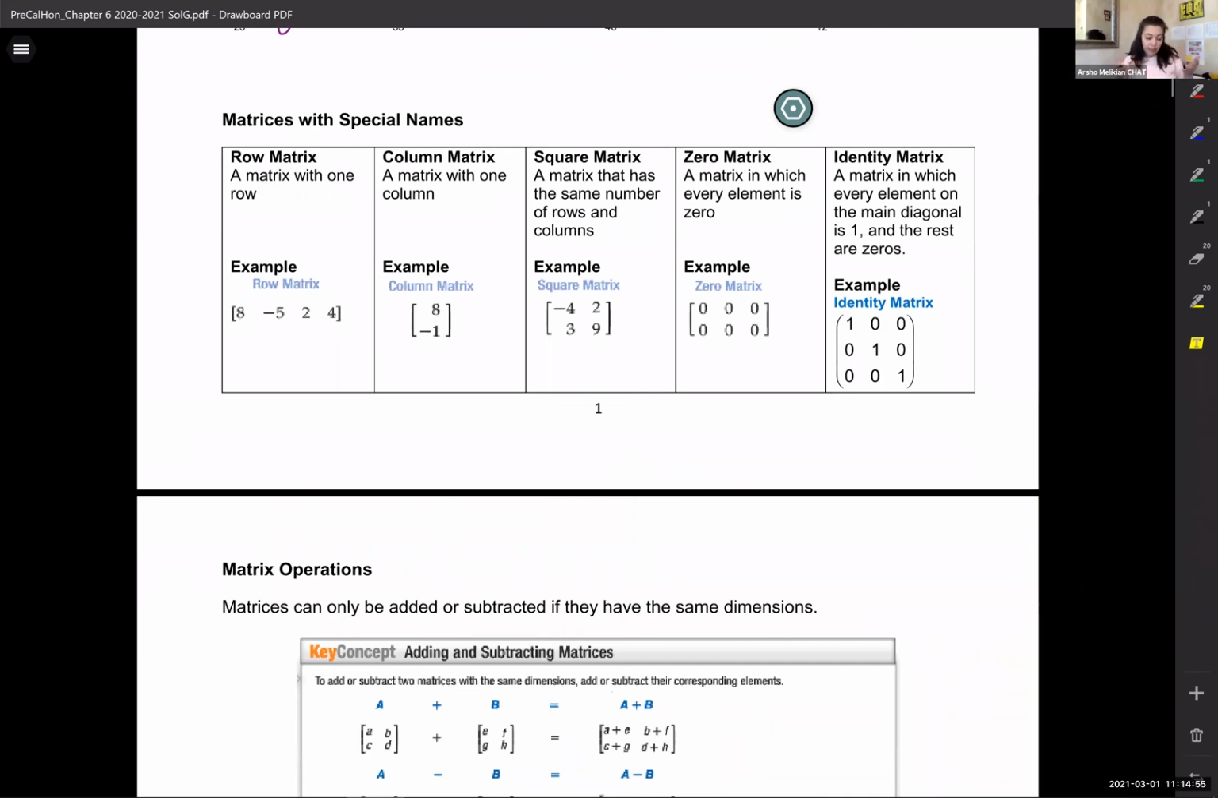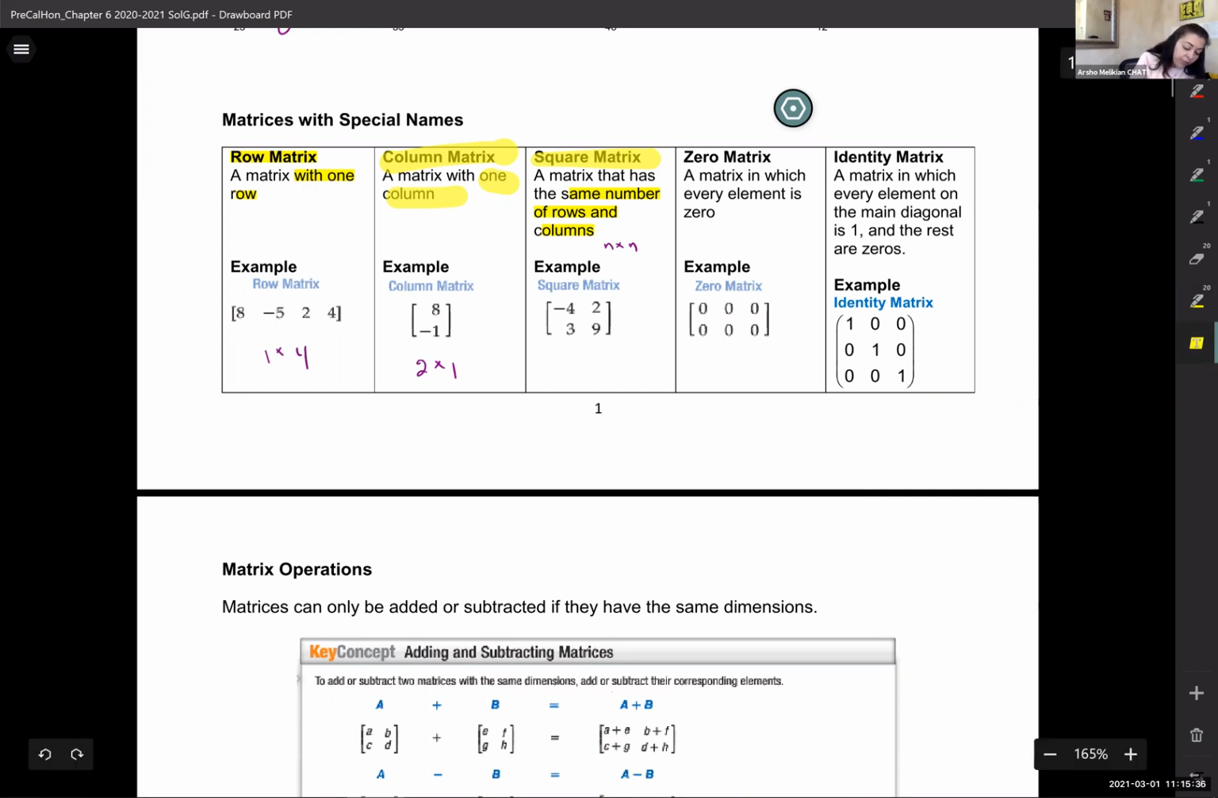Let's talk about some special matrices. A row matrix is just that. It's a matrix that just has one row, right? So for example, here, this is a row matrix. The dimensions are 1 by 4, and that's cool. A column matrix is just one column. Like here, this is a 2 by 1, 2 rows, 1 column. A square matrix has the same number of rows and columns. So it could be a 2 by 2, a 3 by 3. Generally, it's an n by n. That's how we say it.